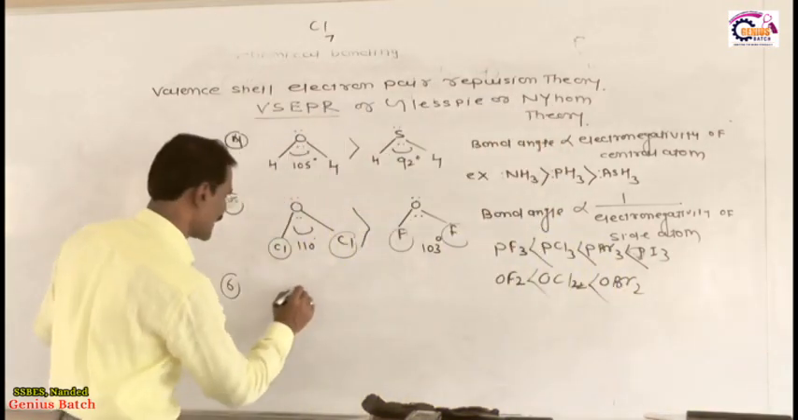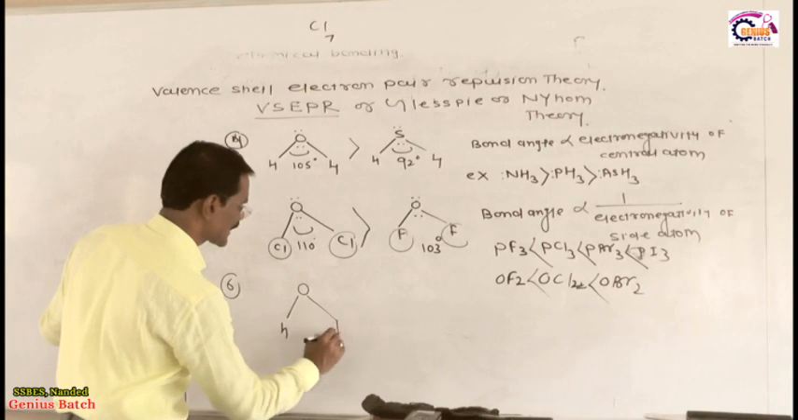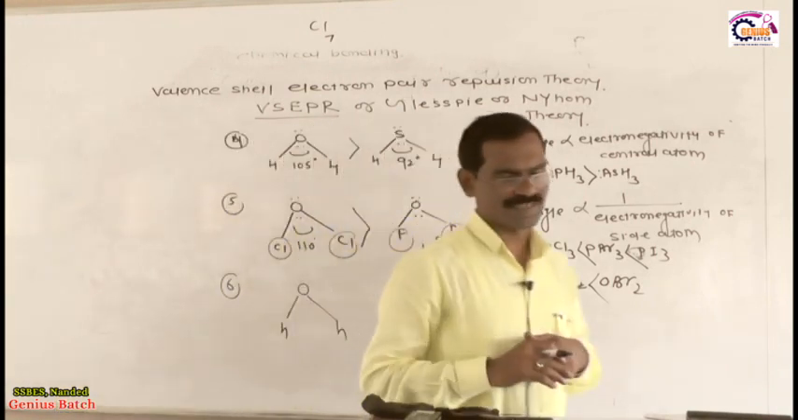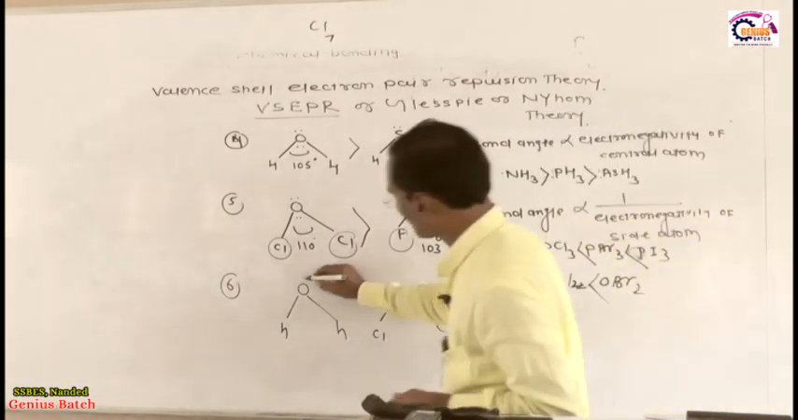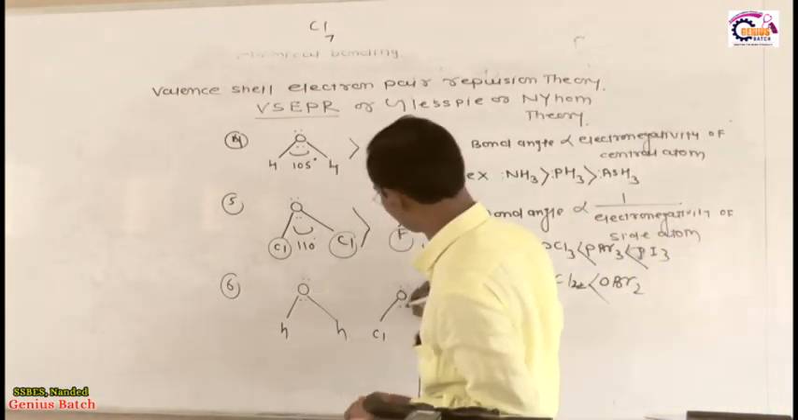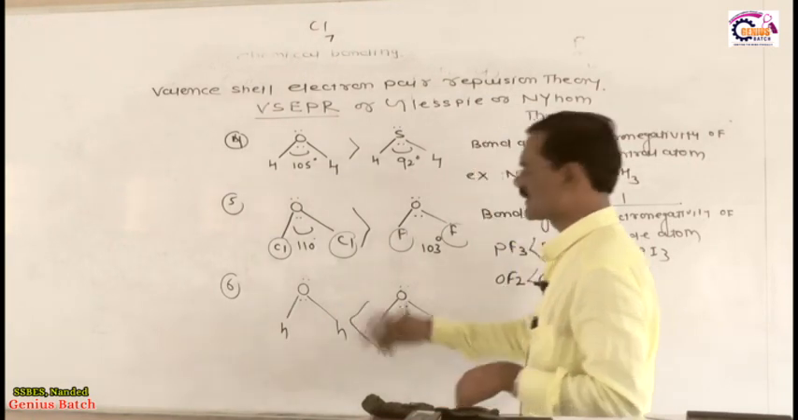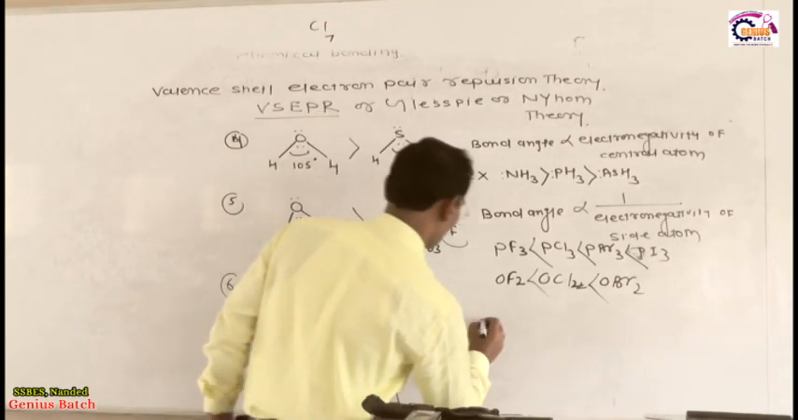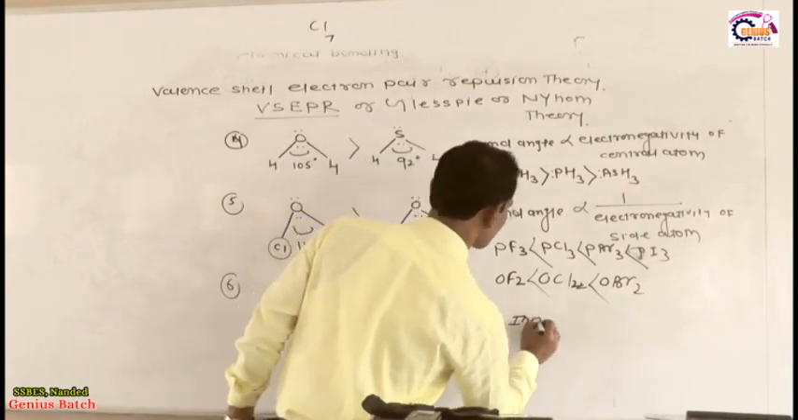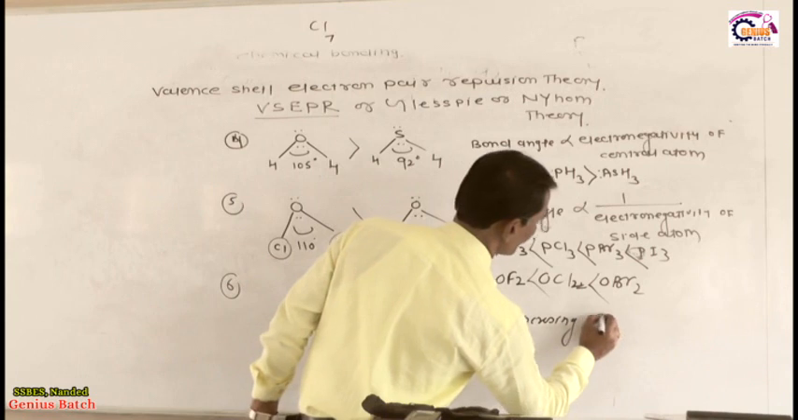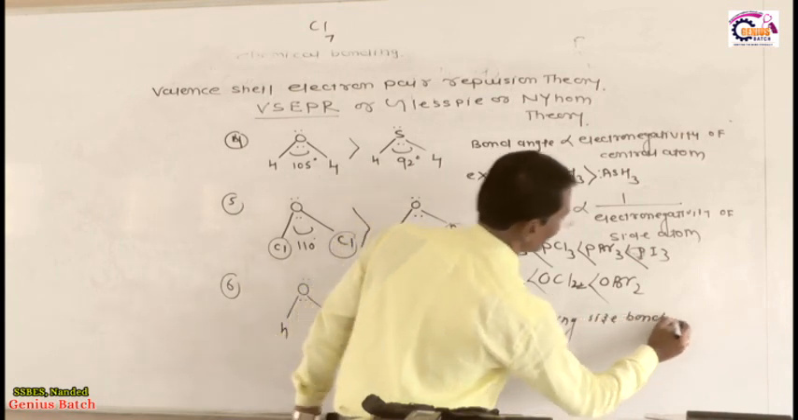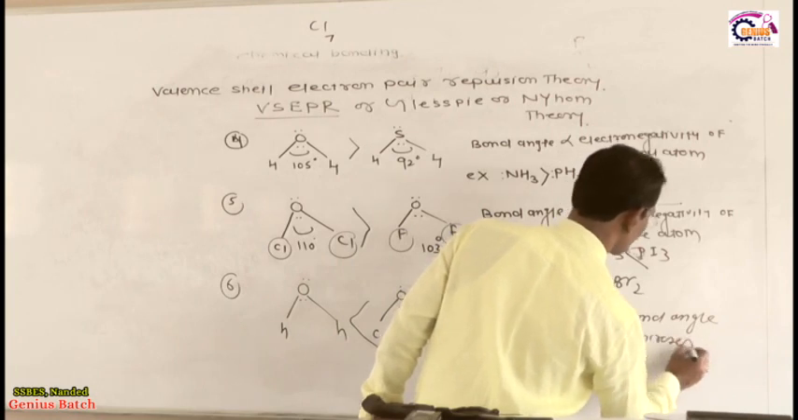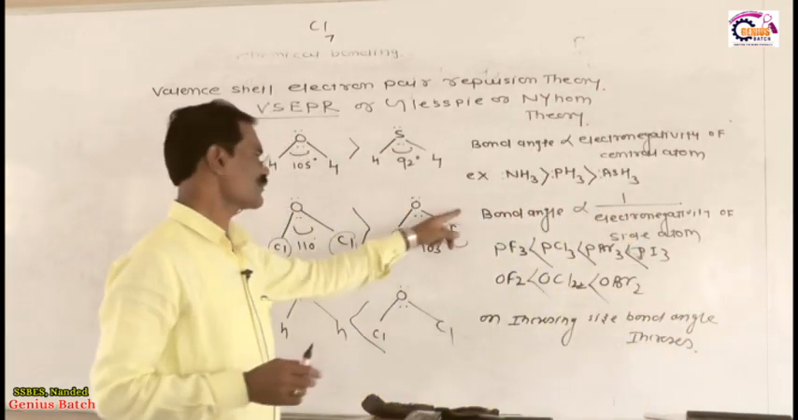Suppose the next example, I have OH2, I have OCl2. So which one has a greater bond angle? Both have the same number of lone pairs. The size of chlorine is greater than the hydrogen atom. Therefore, on increasing size, the bond angle increases. My friends, my students, listen very carefully, because these two rules are the same.